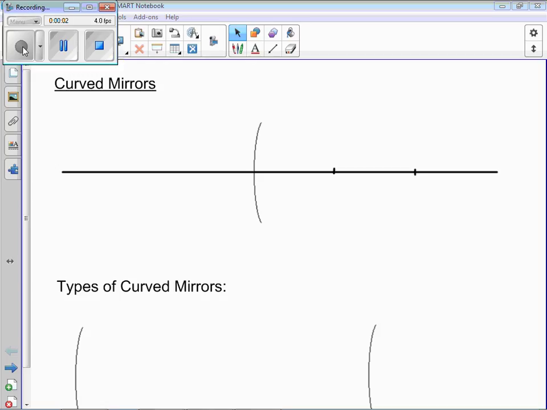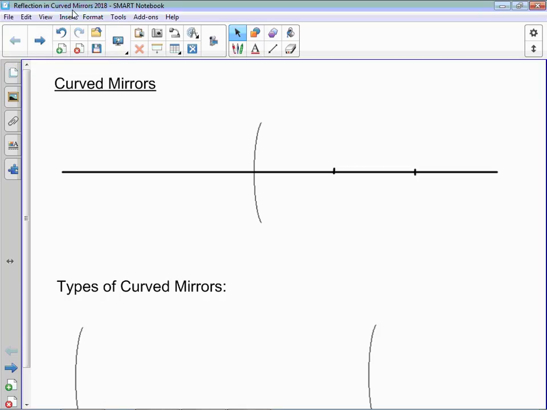In a previous lesson, we talked about reflection in plane mirrors, and now we're going to get a little bit more focused and talk about curved mirrors. So let's just start with the anatomy of a curved mirror. Every curved mirror that we're going to talk about in this class will have a few different points that we want to talk about.